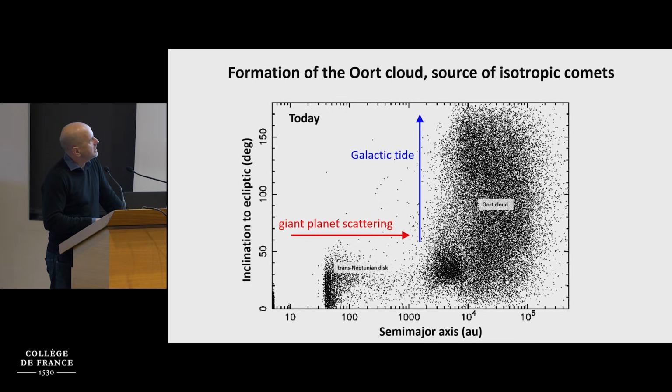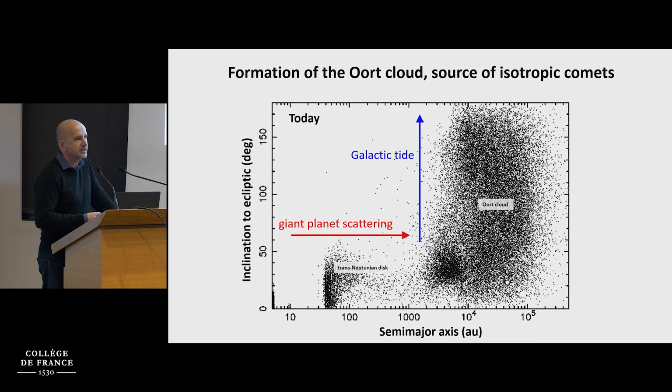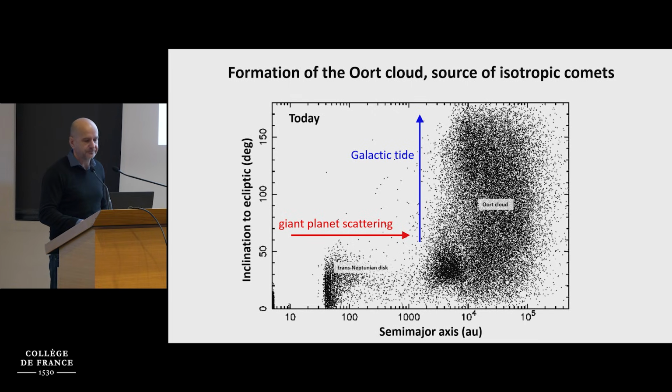But then, if the bodies are scattered beyond 1000 AU, something else happens. The inclinations don't stay low anymore. In fact, they increase substantially, with a very large population that becomes retrograde. And that's the effect of the galactic tide. But let's ask the question: how does the galactic tide do it? What is the galactic tide, in fact, and how does it increase the inclinations?